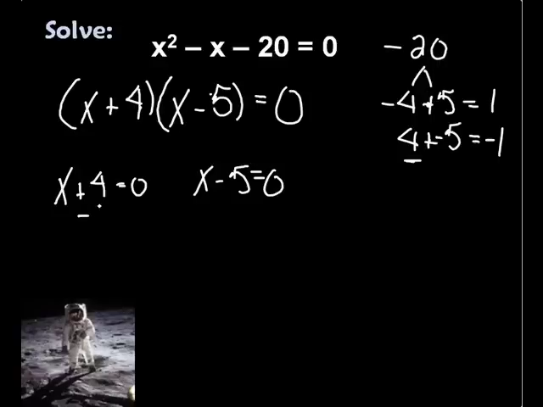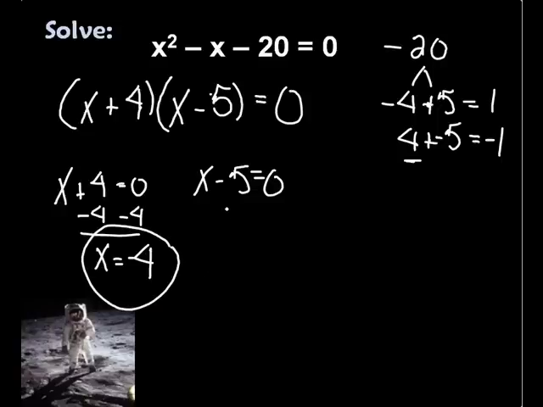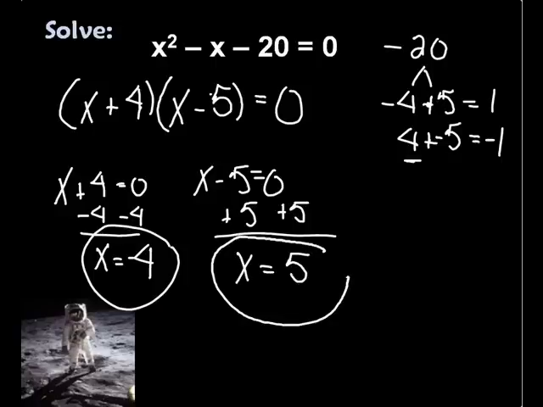Now when I solve, I'm going to subtract 4 here. So x equals negative 4. That's my first answer. I'm going to add 5 to get x by itself in this one. And x equals 5 is my second answer.